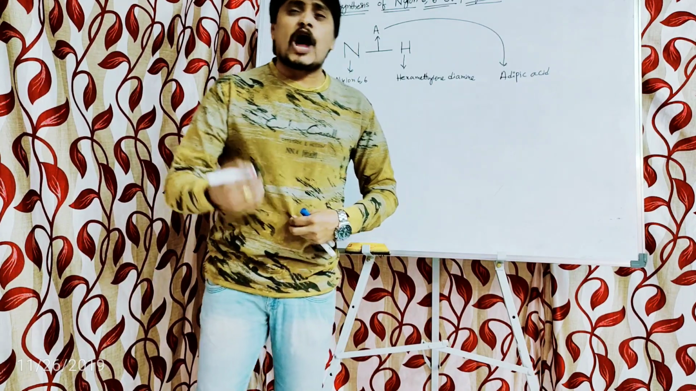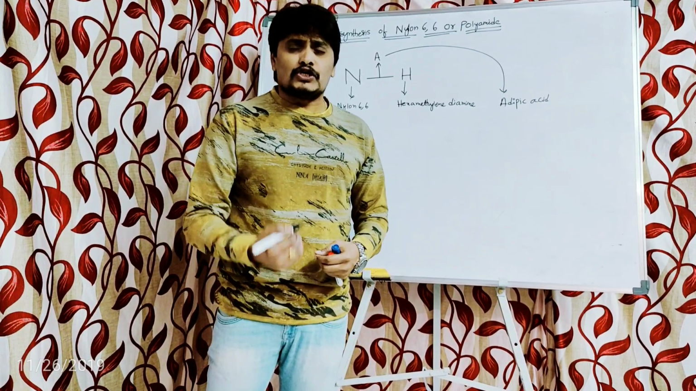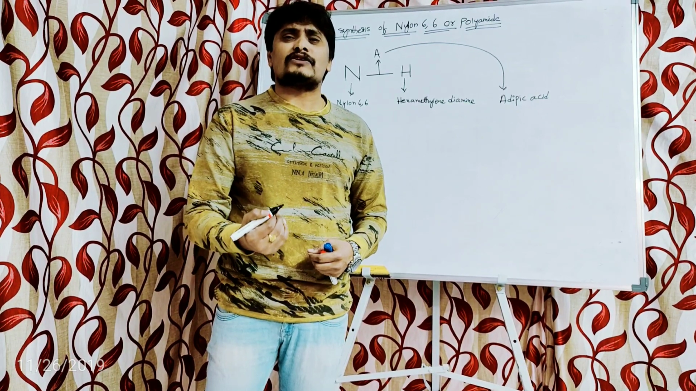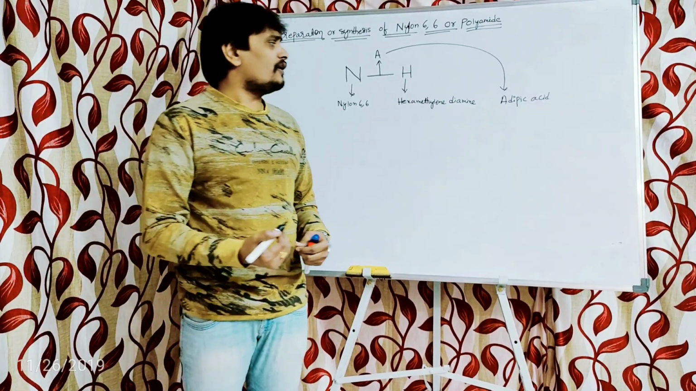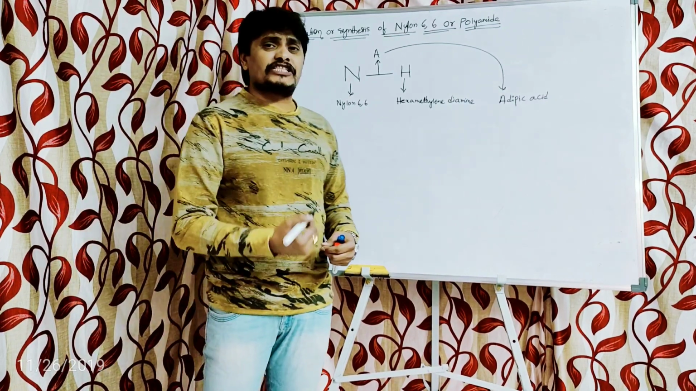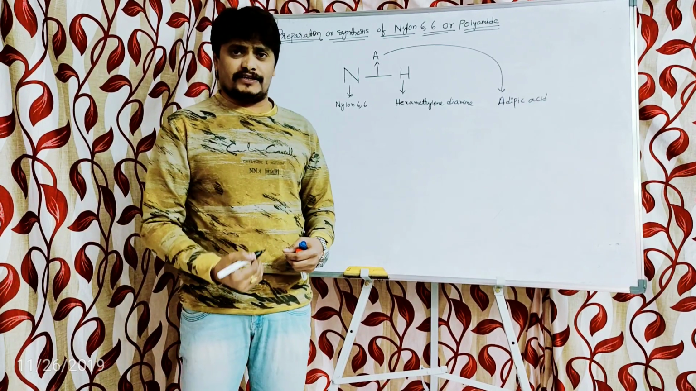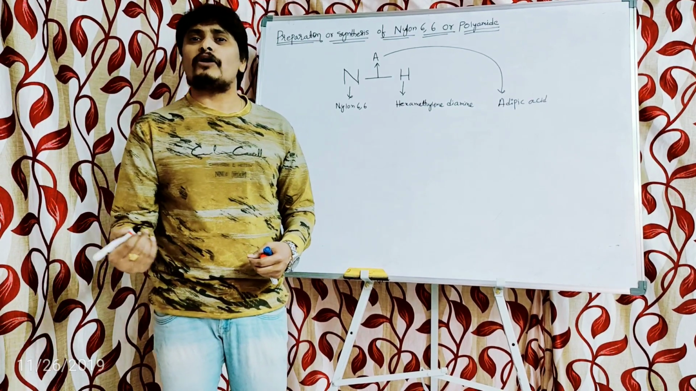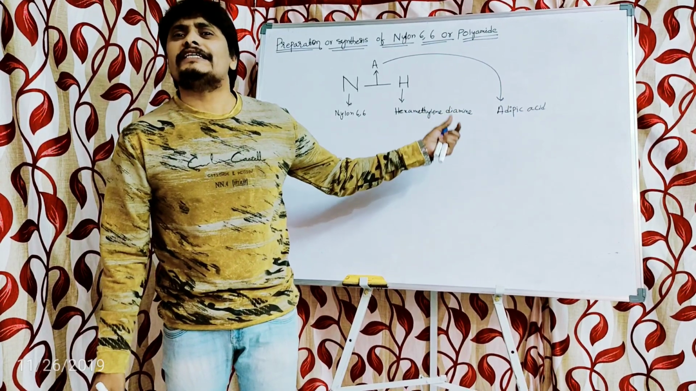Now the task is how to remember the structure of each monomer unit. How do we remember the structure of hexamethylene diamine, which is one monomer, and the structure of adipic acid, which is the other monomer that reacts with hexamethylene diamine to form nylon 6,6 or polyamide? So now let us focus on the structure of hexamethylene diamine, students.